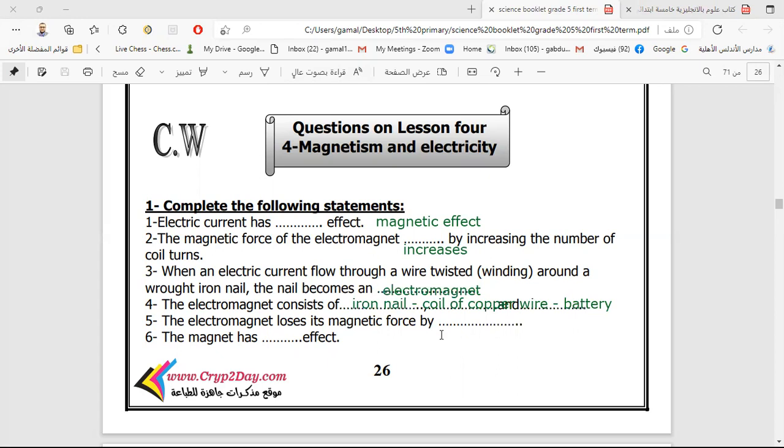Now we go to number five. The electromagnet loses its magnetic force by what? Remember, it is a temporary magnet. The electromagnet is a temporary magnet. It loses its magnetic force by disconnecting the electric current. Very good. By disconnecting the electric current, the electromagnet can lose its magnetism.